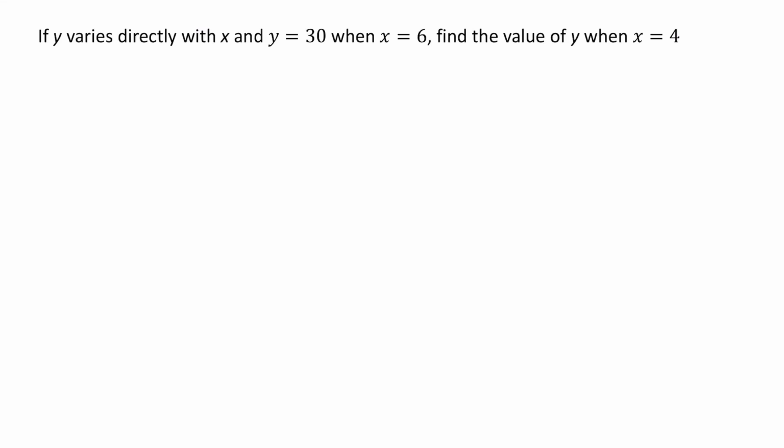In this video, we're going to go over problems that are similar to what's on your 3.06 quiz. So in this problem, it says y varies directly with x. Remember, that is telling us that we have the equation y equals kx. So it says that y equals 30 when x equals 6. So we can use this to figure out the value of k. So this is saying that 30 equals k times 6.